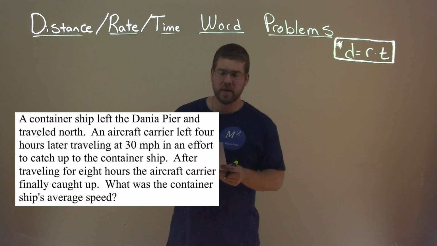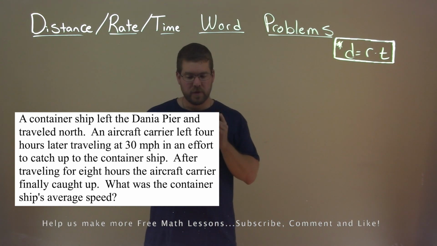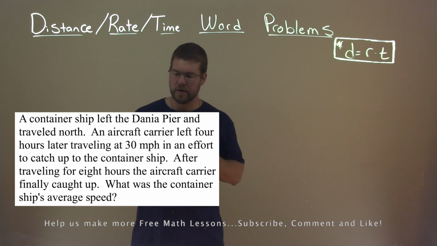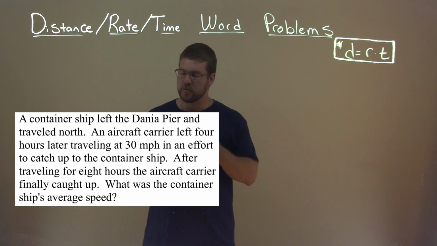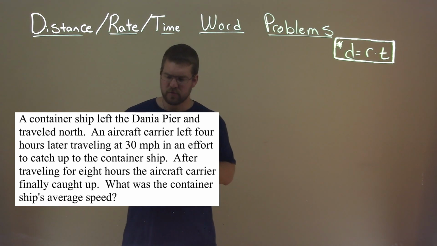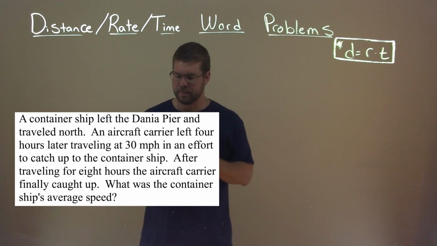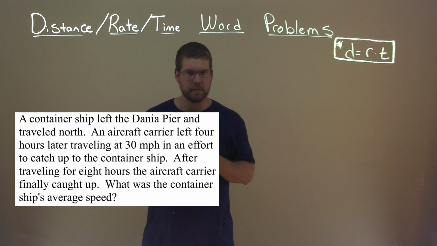We're given this problem right here. A container ship left the Dania Pier and traveled north. An aircraft carrier left 4 hours later, traveling at 30 miles per hour in an effort to catch up to the container ship. After traveling for 8 hours, the aircraft carrier finally caught up. What was the container ship's average speed?